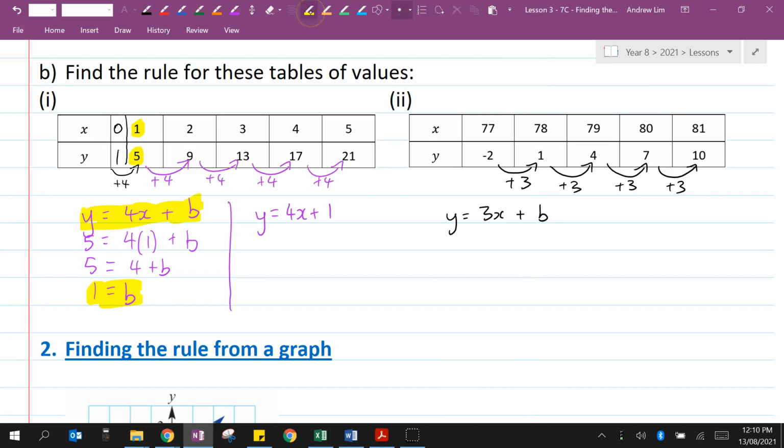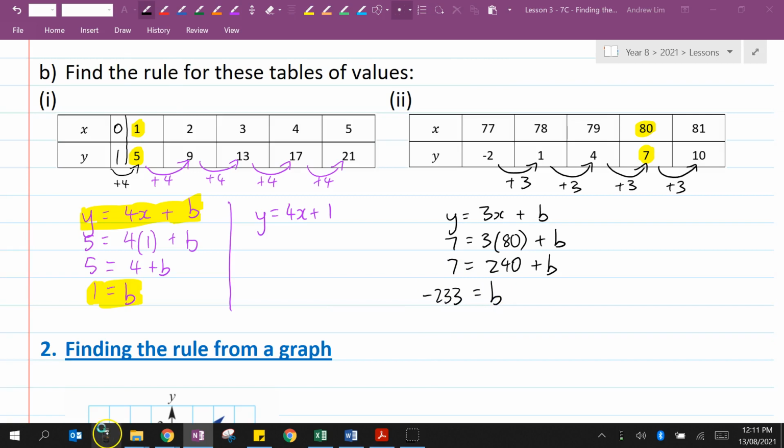I'm going to use any of these points. Let's use this one. It doesn't matter which one you use, you get the same answer. So y is equal to 7, according to this. We've got 3 times x, which is 80, and then we'll write plus b. So 7 is equal to 3 times 80, that's 240, plus b. If I want to get b by itself, I need to get rid of this by minusing 240. And 7 minus 240 is negative 233.